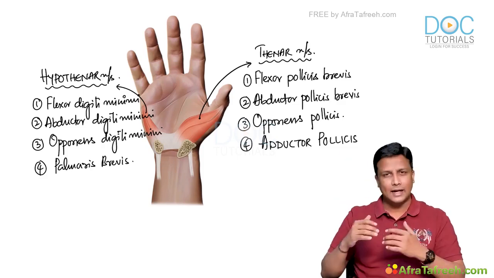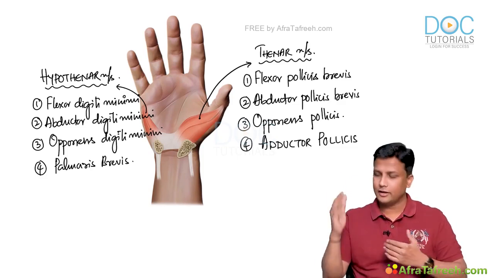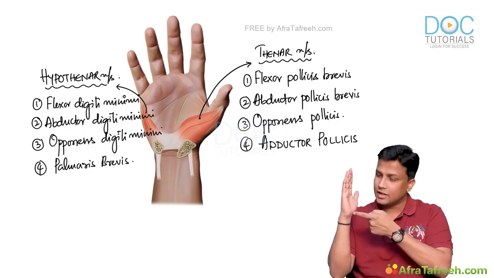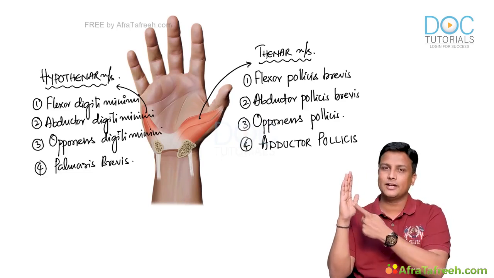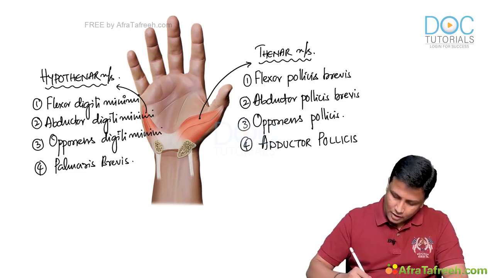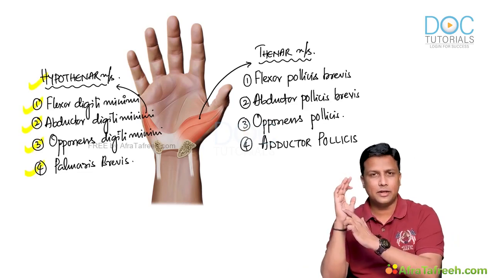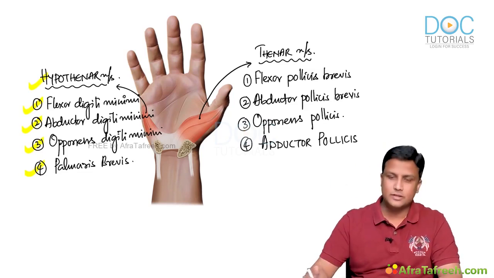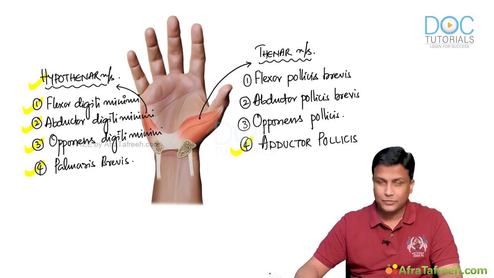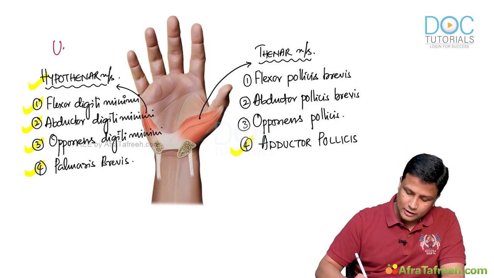So what is happening here? I'll teach you later on. Don't worry about that. Ulnar nerve, we are going to learn the entire course in detail. The ulnar nerve will enter here, and after entering, it will divide into a superficial branch and a deep branch. The deep branch will take a turn and go on the other side and supply adductor pollicis. So all the hypothenar muscles, flexor digiti minimi, abductor digiti minimi, opponens digiti minimi, and palmaris brevis, and then in the thenar group, adductor pollicis.